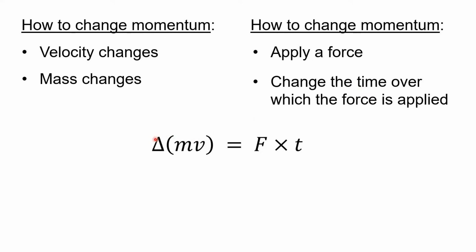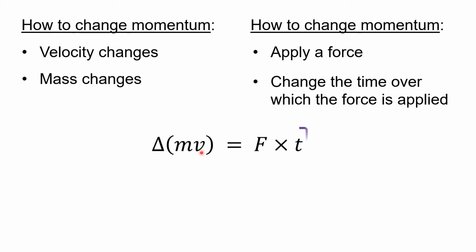Okay, here I'm describing the change in momentum. So I can change mass or I can change velocity. That's what this is saying over here. And on the right, this is the force that I've applied and the time. So if you multiply those two together, that ends up equaling any change you make to mass or velocity.